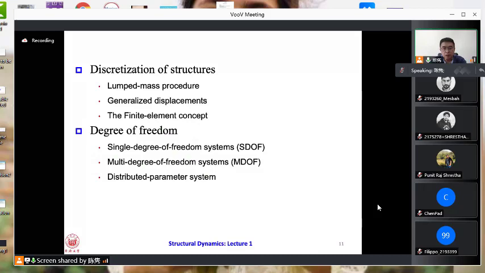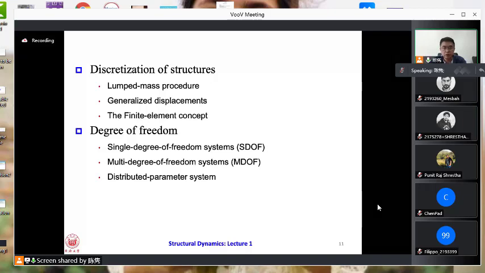And this is the first thing. What's the difference between the static analysis and dynamic analysis? And then another thing that we need is to model the structure, or here it's called discretization of structure. You have a real structure, we need to model this into a mathematical model or an analytical model, then we can develop the equation of motion for that model.